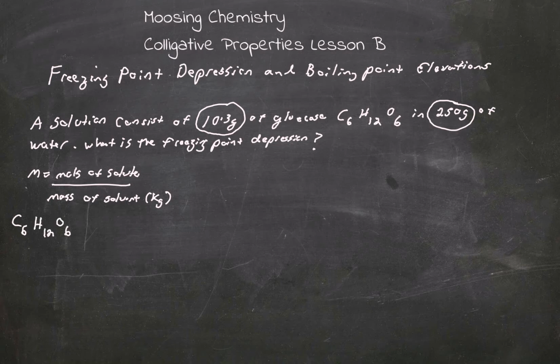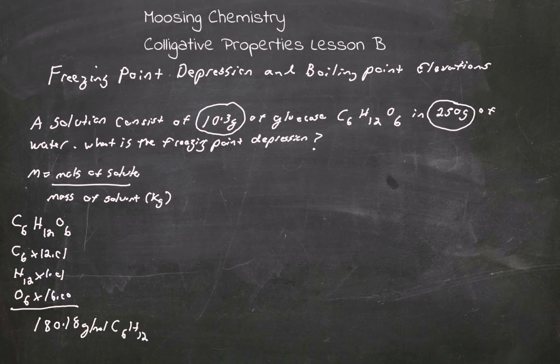C6H12O6. So C6, so C times 12.01. H is 12 times 1.01. O is 6 times 16.00. When we do all the math, we get 180.18 grams per mole of C6H12O6. Okay, so we got that number.